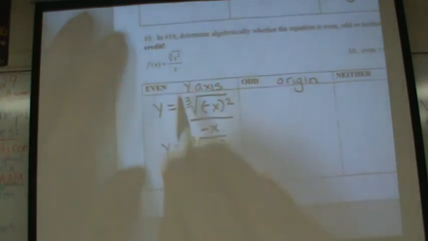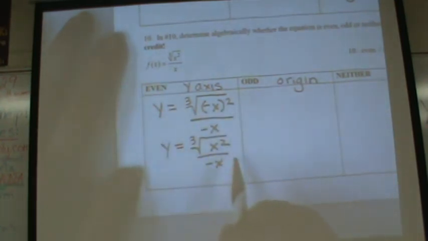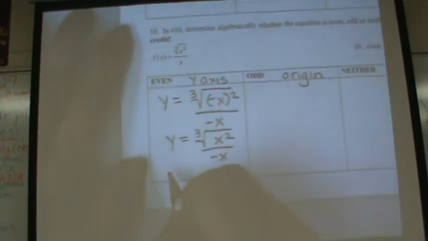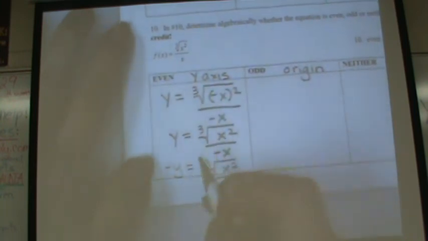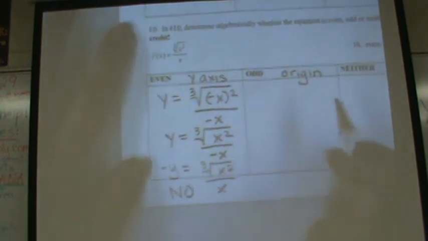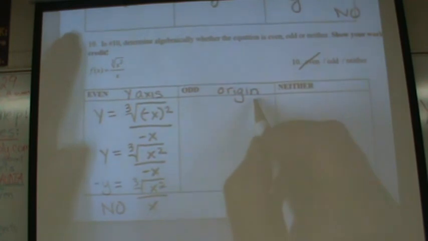Now it's not back to its original. If we multiply both sides by -1, you'd get a negative y here, and you could actually multiply the bottom by negative or the top. Either way, I'll do the bottom. You're going to get a positive x. It's not back. So this is a no for even. It's not even. For origin, you're going to replace both y and x.